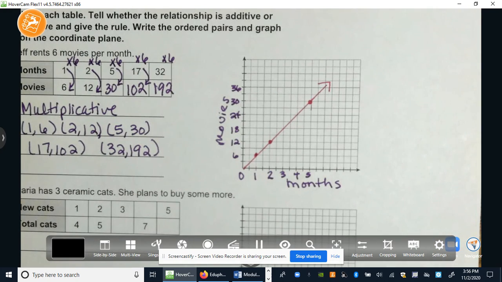Okay. So that does it for today. Tomorrow we're going to be going over a little bit more of this, looking more into tables and graphs and identifying your rule of what's going on with them, and also looking at map keys and how that is related.